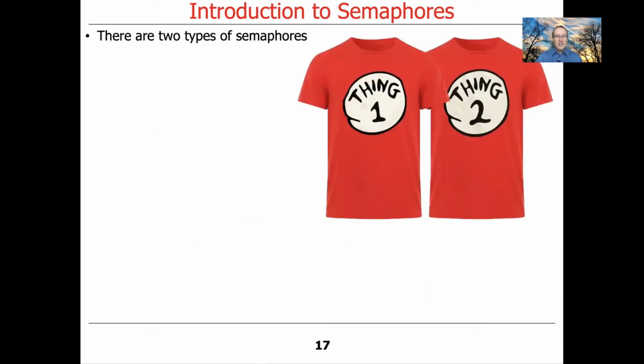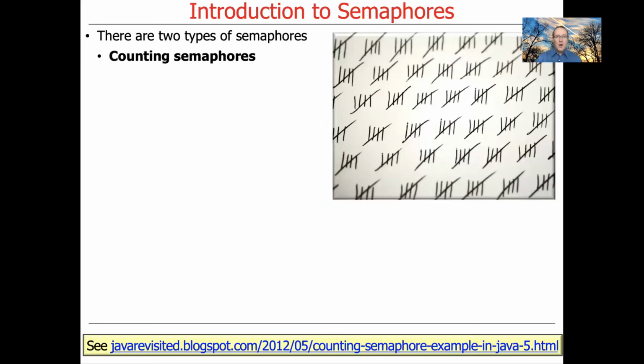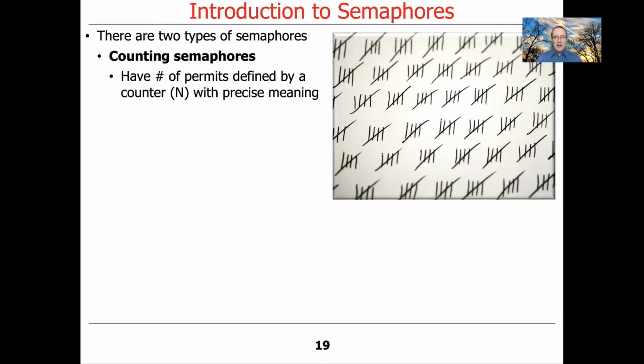Let's turn to the next topic related to the concept of semaphore. Here we're going to talk about the two different types of semaphores that are available. One type is called a counting semaphore. As the name suggests, it keeps track of a number of permits, which can be greater than one. This is essentially the count, the permit count, as it's sometimes called. The permit count, which can go to n, has a very precise meaning.